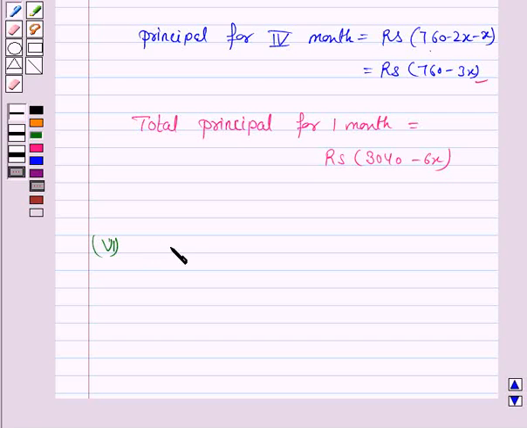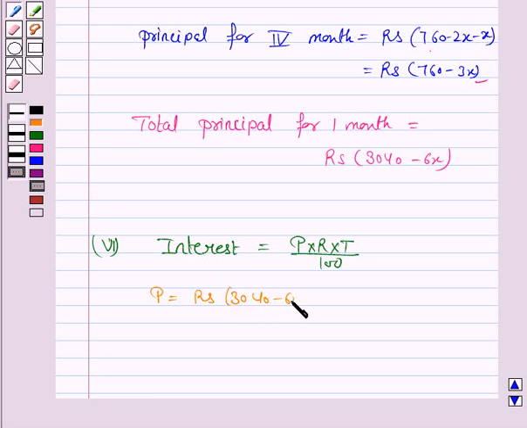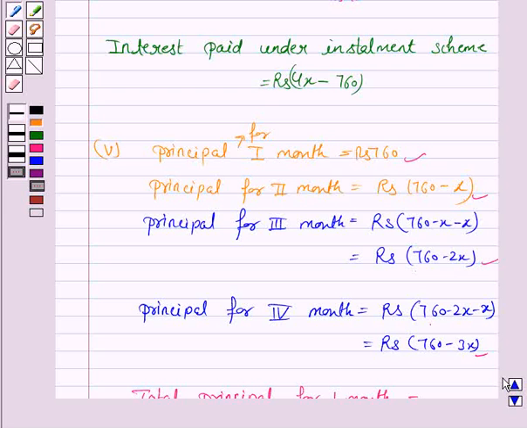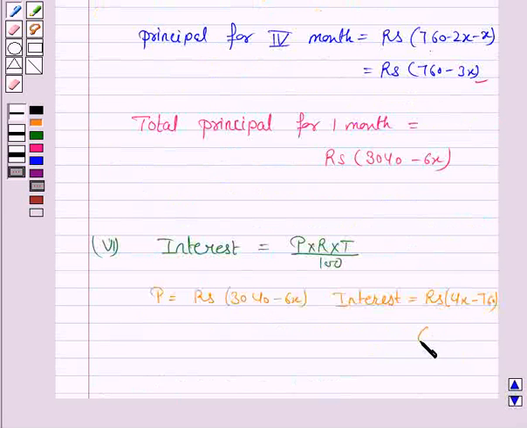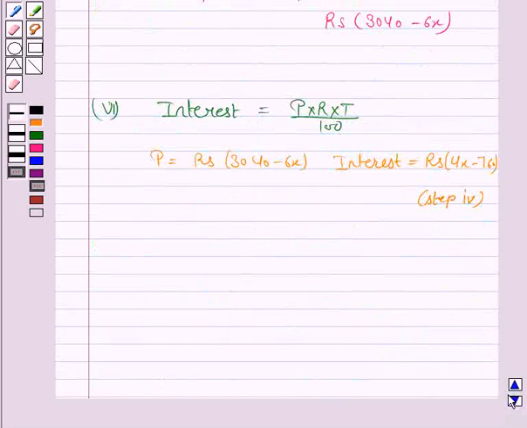Now the sixth step is, now the interest is given by the formula principal into the rate of interest into time upon 100. Now the principal is rupees 3040 minus 6x. Interest is rupees 4x minus 760, as we obtained in step 4. And the rate of interest R is 16% per annum. And T is 1 by 12. Since we have obtained the principal for 1 month, T will be 1 by 12.